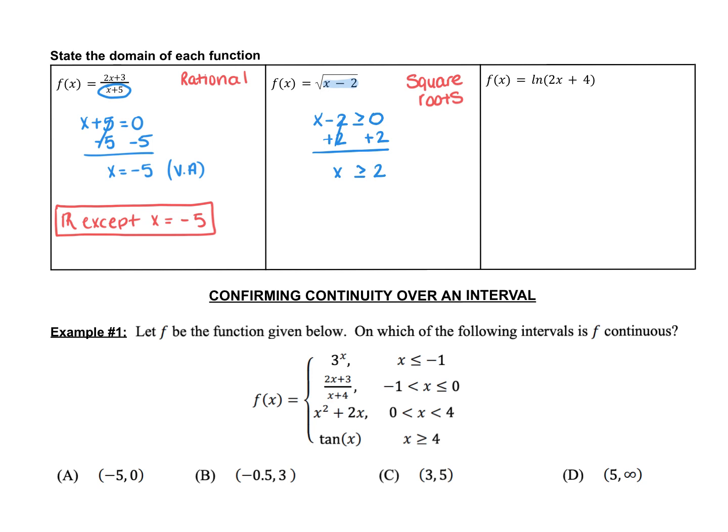We can write the domain in 2 ways. We could say from 2 to infinity, or we could just write x is greater than or equal to 2. Either way is appropriate to write the domain.